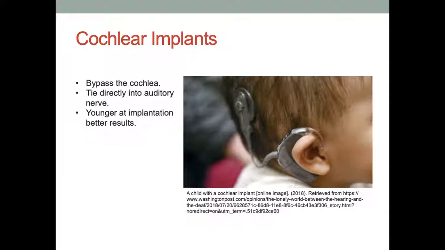The older you are, the harder it is for your brain, especially if you've never heard sound before, the harder it is for your brain to distinguish specific sounds and isolate the things you need and not get overwhelmed by all the background noise you see every day. So cochlear implants, a wonderful invention, help with hearing loss in many people, but can be controversial at some times.